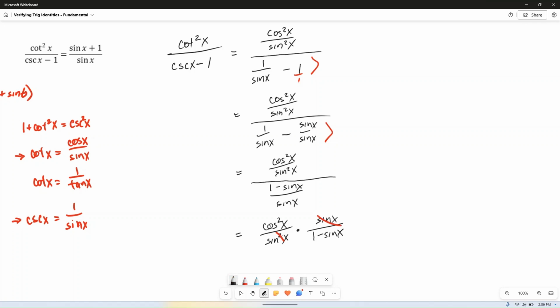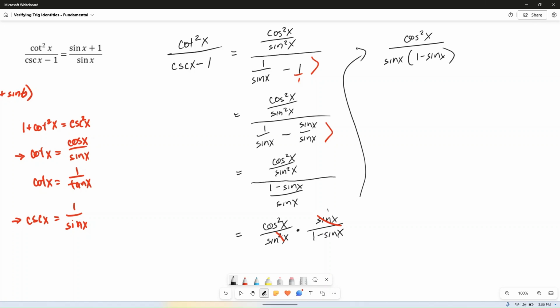Okay, and so I'm going to come up here for space. We can go ahead and multiply those, but I'm not going to actually distribute stuff. In the numerator, we have a cosine squared x times a 1, right, because we canceled the sine. So that just leaves me with a cosine squared. And in the denominator, I'm going to have a sine x times the quantity 1 minus sine x.